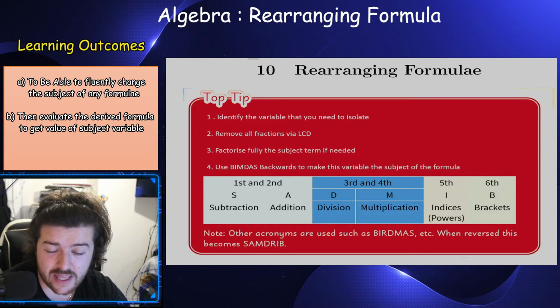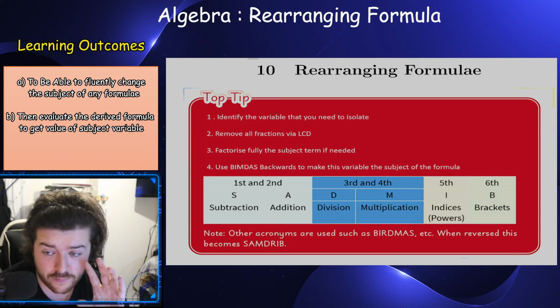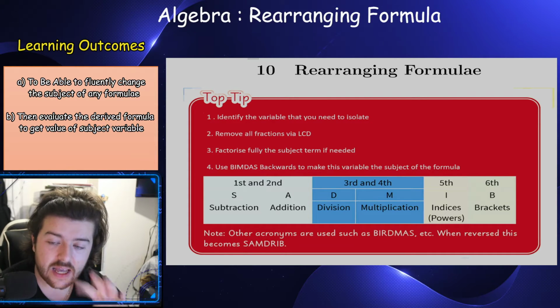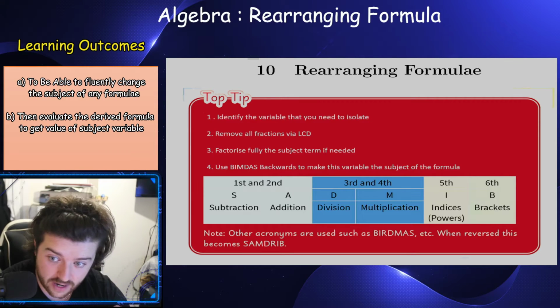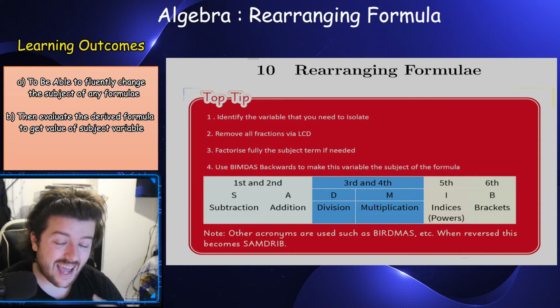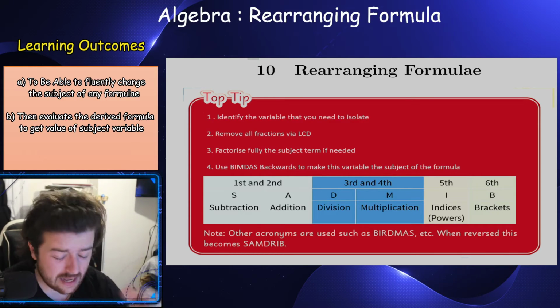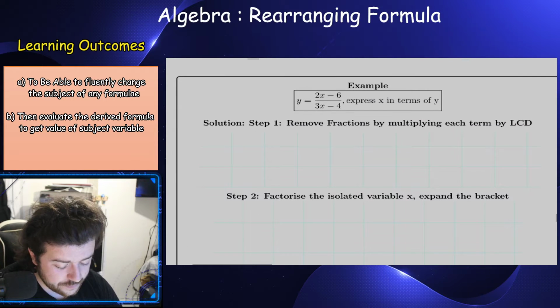You can use the acronym SADMDIB. Sounds like an ointment, really, to be honest. So just maybe say BIDMAS backwards. Anyway, so we first off by getting rid of the terms that we're adding and subtracting. Then we're getting rid of anything I'm multiplying and dividing my chosen term by. And then finally, indices and brackets. Again, this will make more sense through an example. You know, there's only so much I can do by just talking to you guys, you know what I mean? Right. So, here we go.